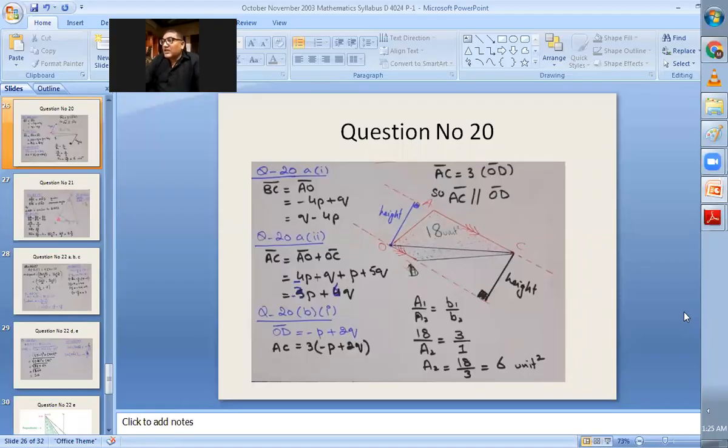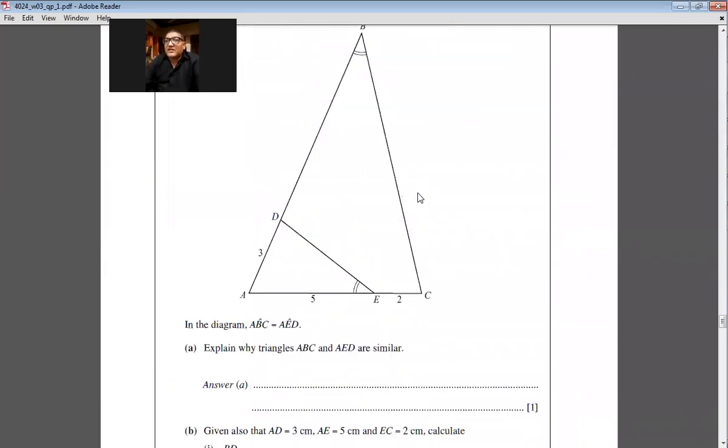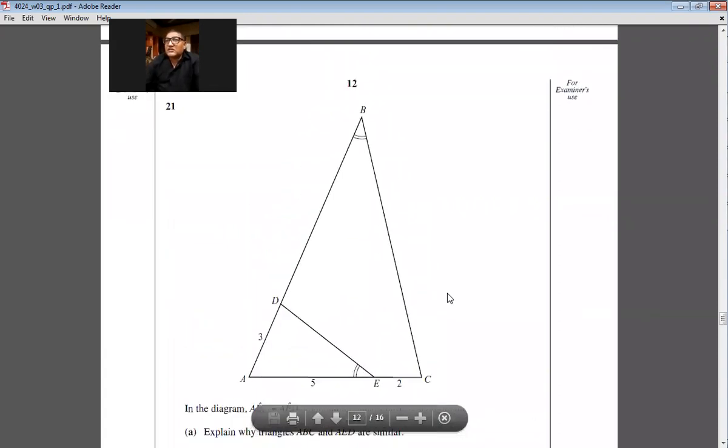Okay, so let's move to the next question. This was question number 20. Let's move to the next part. So here we have a question on similarity.